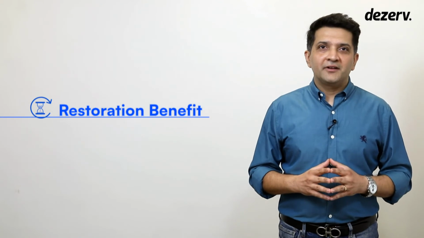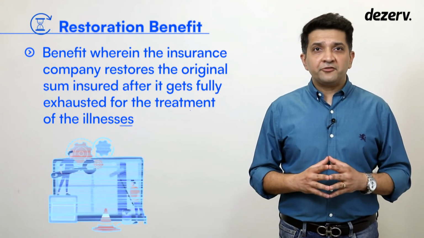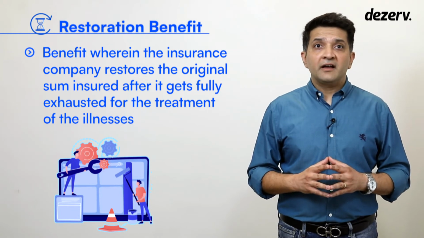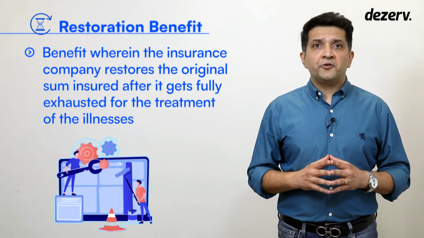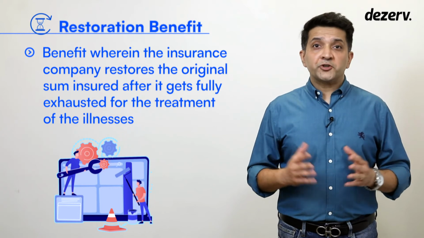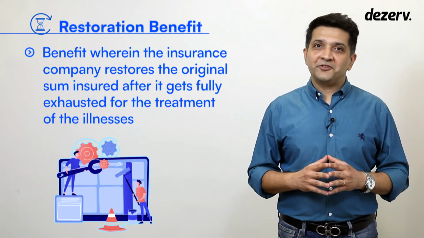Restoration benefit. Restoration benefit is a benefit wherein the insurance company restores the original sum insured after it gets fully exhausted for the treatment of the illness. When you take a family floater policy along with your spouse or family member and one person gets hospitalized, the sum insured left over for the other family members reduces for that period. This is where a restoration benefit is beneficial. Make sure your policy includes restoration benefits.